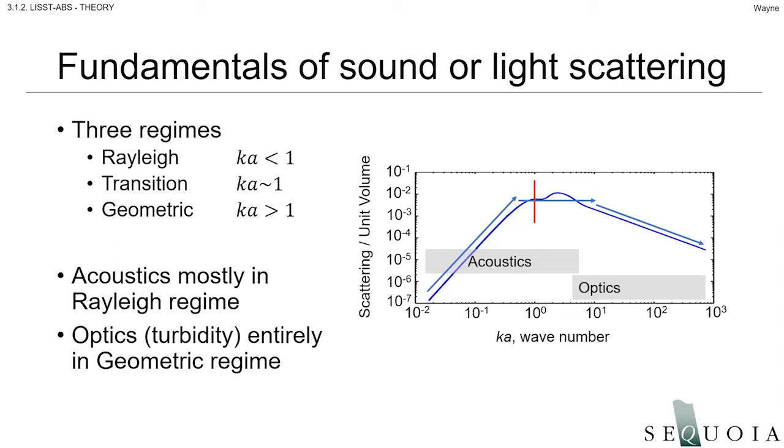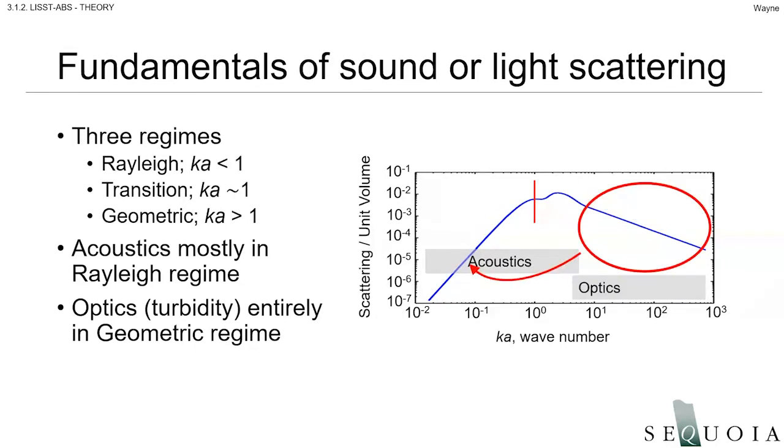Then there's a transition regime around Ka of 1. In this regime, scattering varies only weakly with grain size and kind of in a strange way. Increasing size here doesn't really change scattering significantly. There's just a little bit of waviness. This is where the LISST-ABS is operating. And then there's a so-called geometric regime where Ka is greater than 1. In this regime, scattering also changes strongly with grain size, but in this case, increasing size leads to decreased scattering. So this is where turbidity or optical sensors are working.